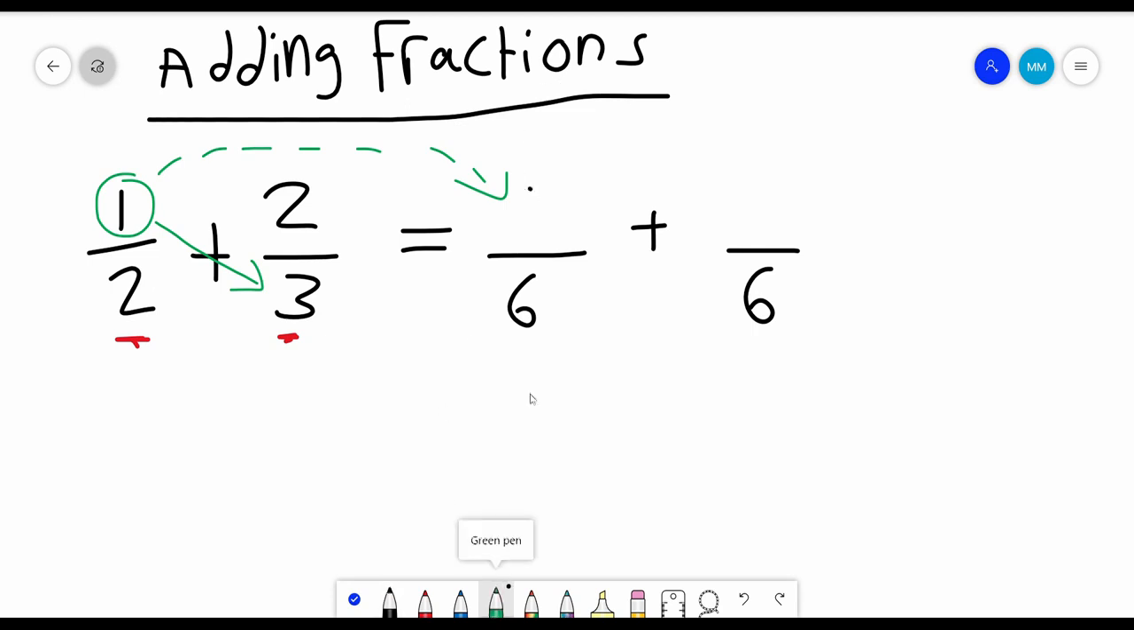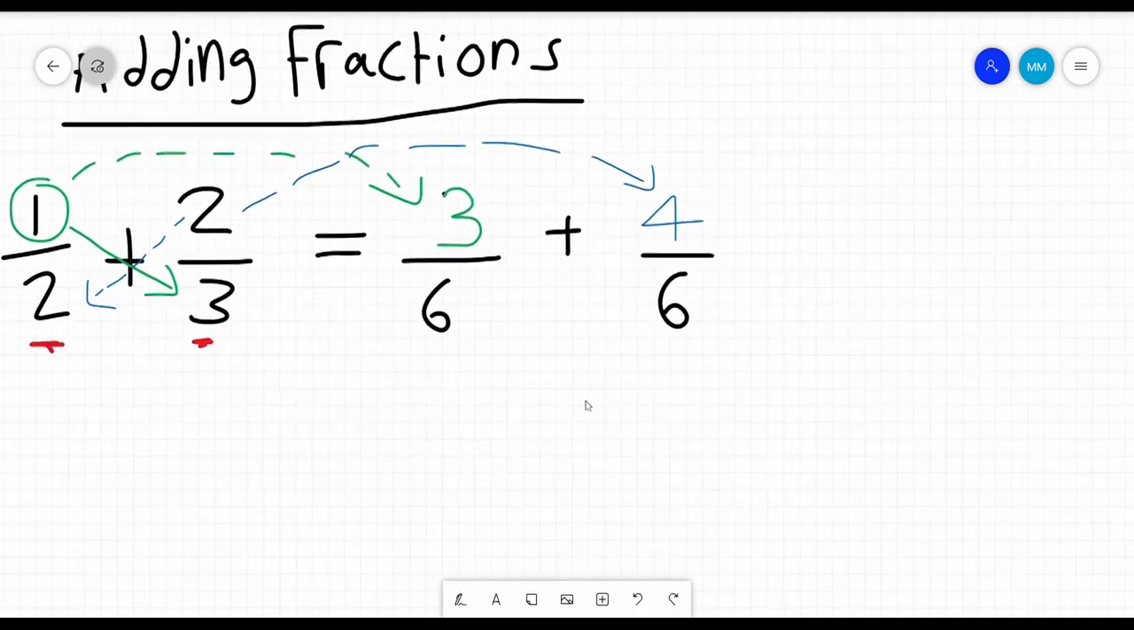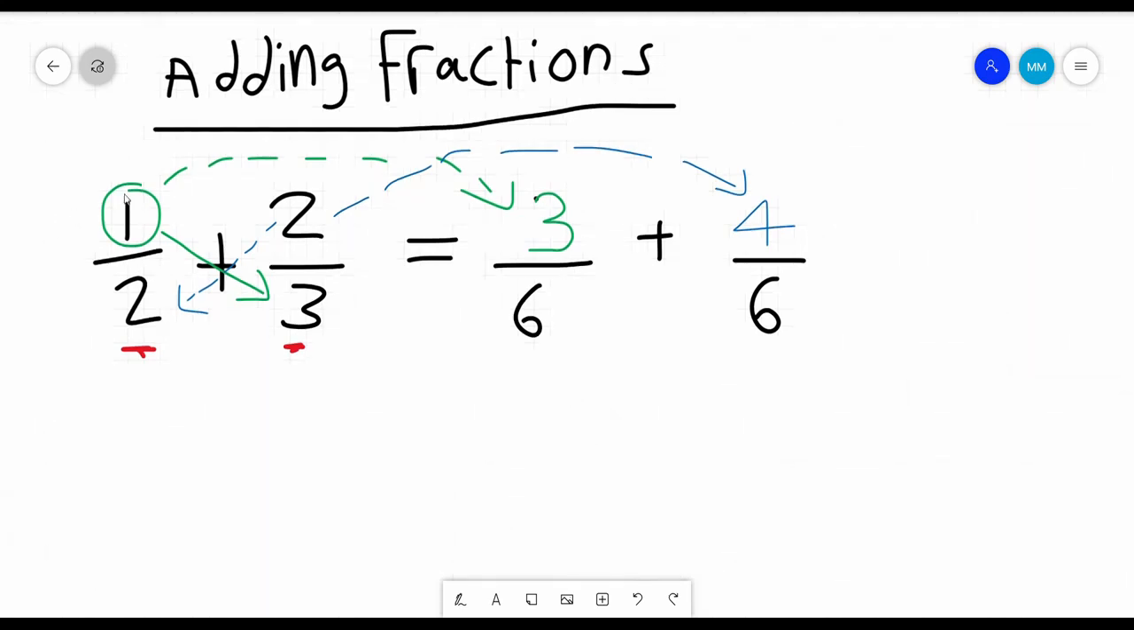You know what, I'll colour this in green so you can see the movement. Now we cross multiply this one. 2 times 2 is 4, and your answer ends up over there. Now we've created 1/2 plus 2/3, which is the same as 3/6 plus 4/6.